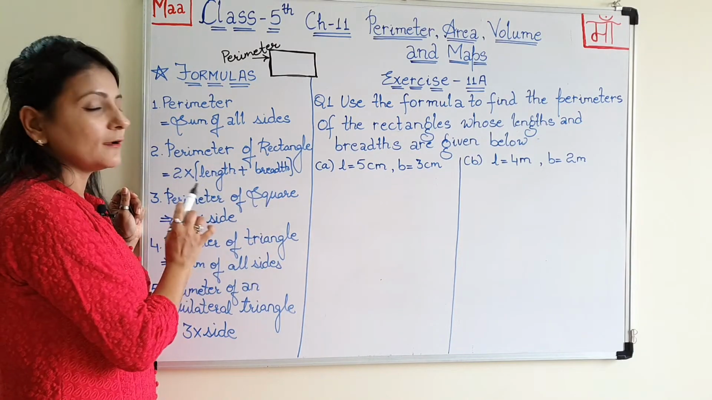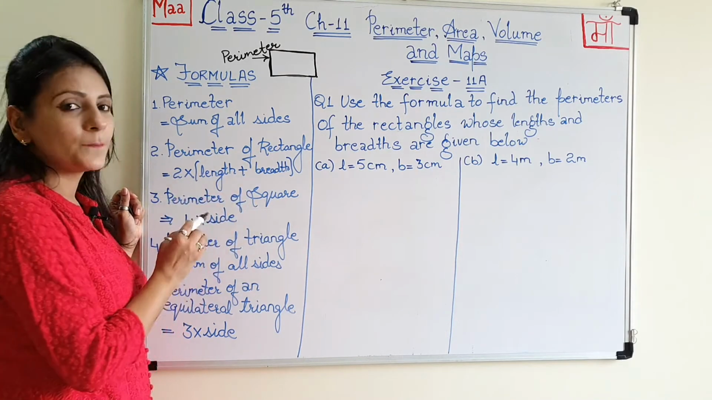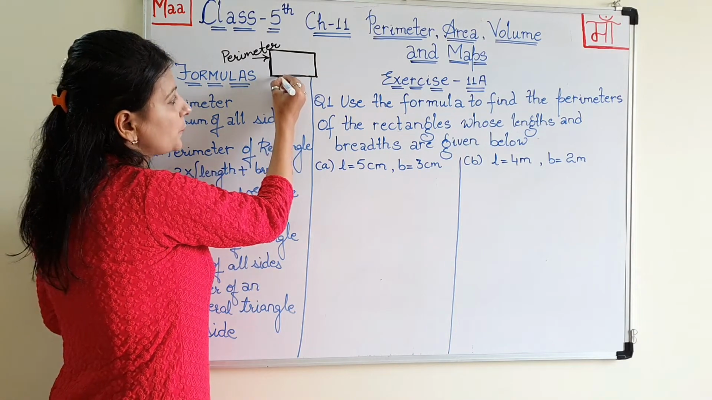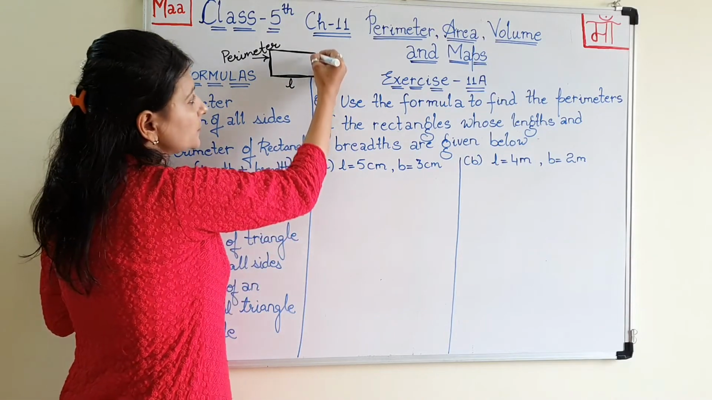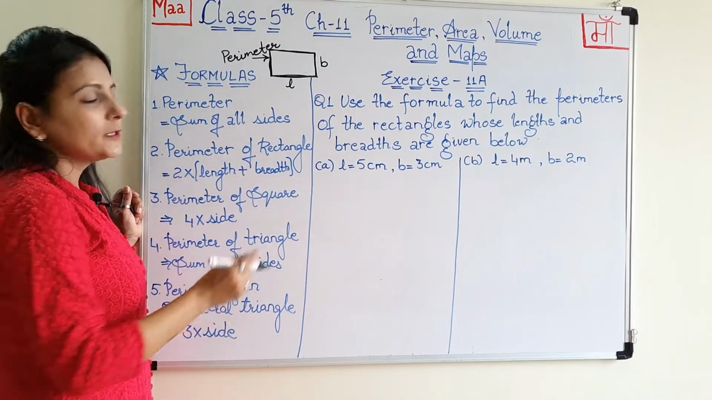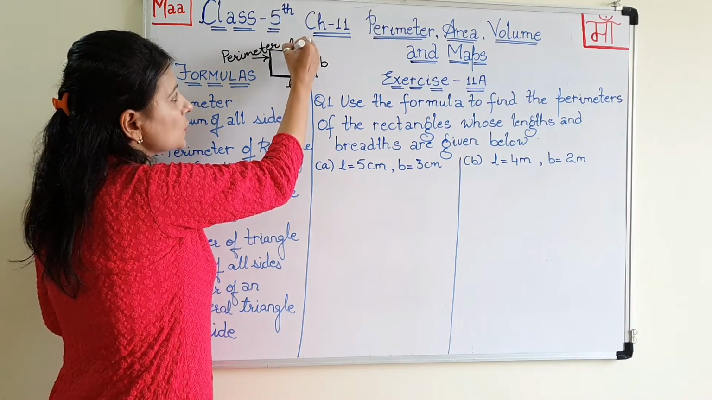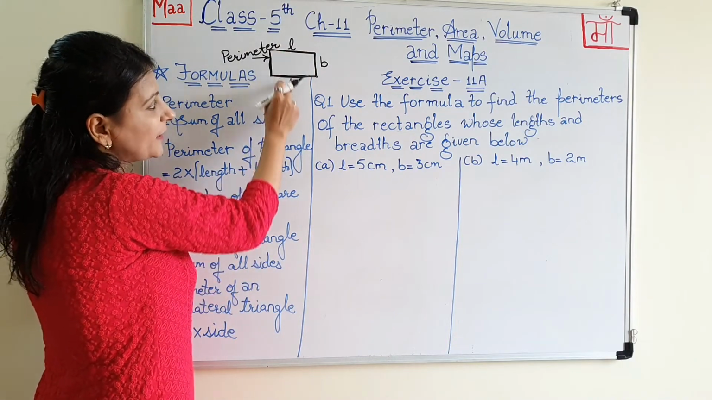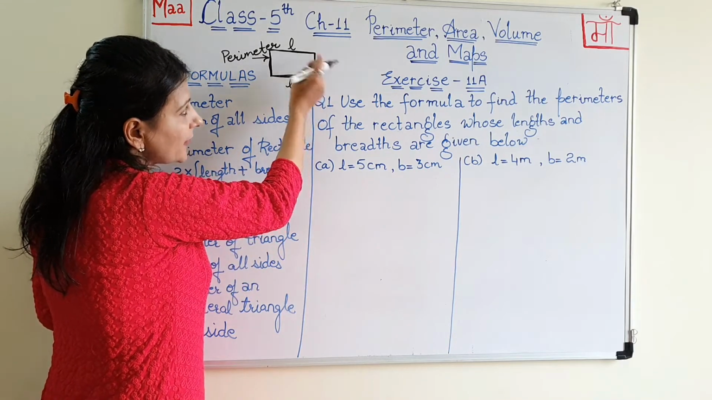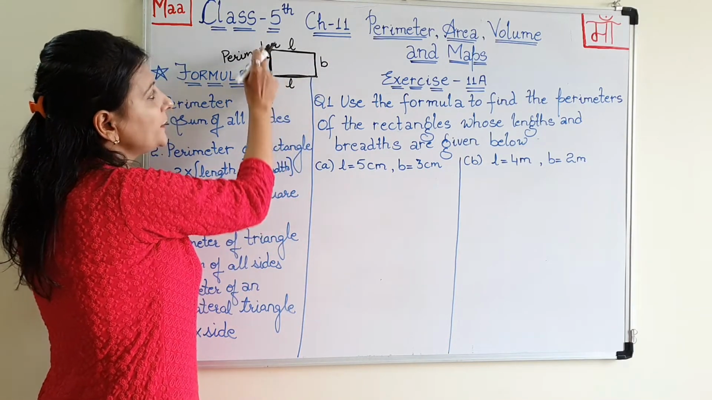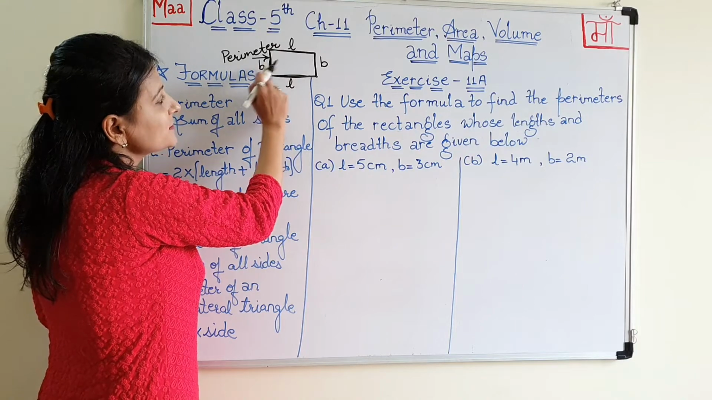Firstly, perimeter of rectangle. The formula of perimeter of rectangle is 2 into length plus breadth. In a rectangle, this horizontal line is called the length and this vertical line is called the breadth. The line above it is also the length, the line segment opposite to it. This vertical line is the breadth and the vertical line opposite to it is also the breadth. So there are 2 lengths and 2 breadths.